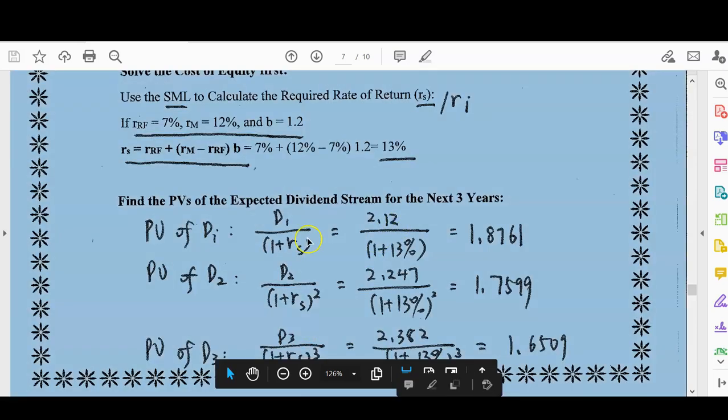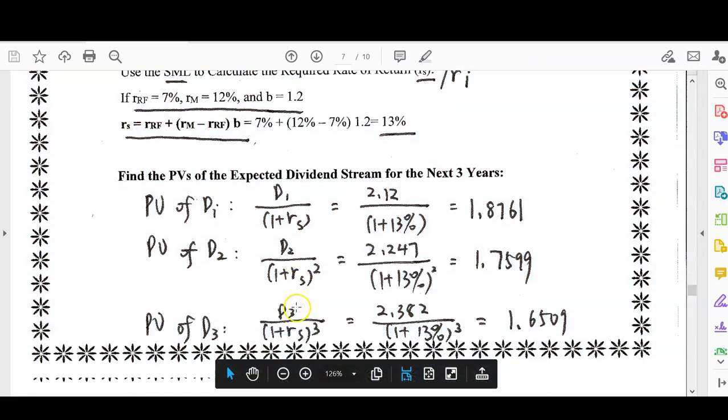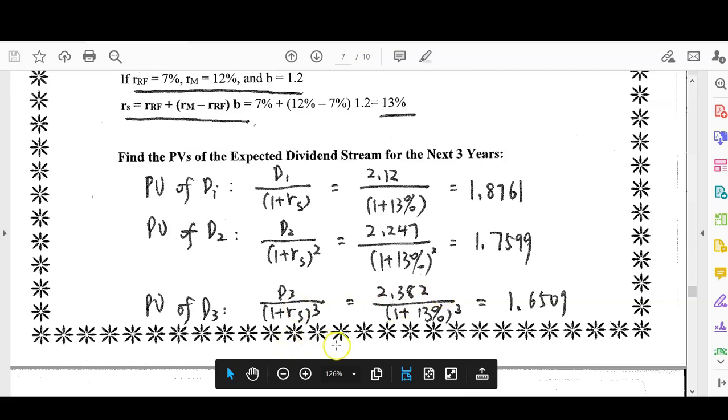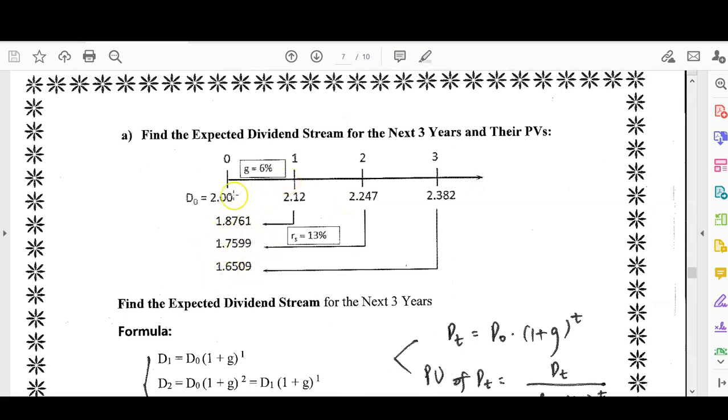We just use these. In order to get PV of D1, we use D1 over 1 plus Rs. So it's 2.12 divided by 1 plus 13%. We have 1.8761. For present value of D2, we can use D2, 2.247 divided by 1 plus 13% squared. So we have 1.7599. For present value of D3, we can use D3 as 2.382 divided by 1 plus 13% cubed. So we have 1.6509. So you can write these 3 numbers on the timeline here. Okay, we discount all the dividends one by one to get these present values of the 3 dividends.